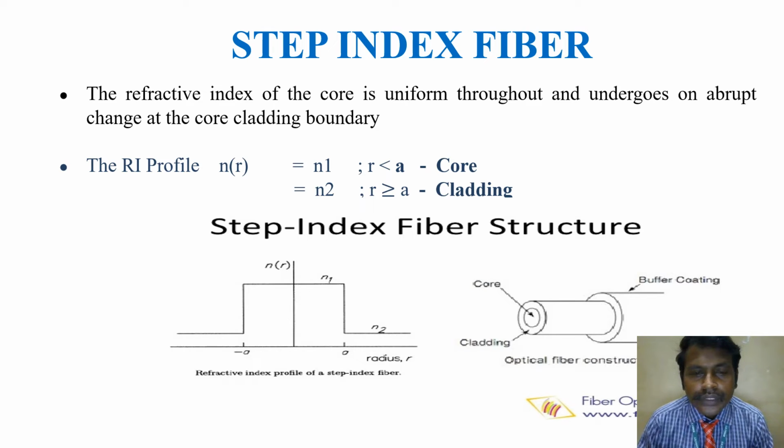The diagram shows the step index fiber structure. Here, the radius is represented from minus a to plus a. From minus a to plus a, the refractive index n1 is constant, and above plus a and below minus a, it is n2. Then on the right side, you have one more diagram that represents the optical fiber construction. Internally, you have the core, over which we have the cladding, and over the cladding we have the buffer coating. So core, cladding, and buffer coating.